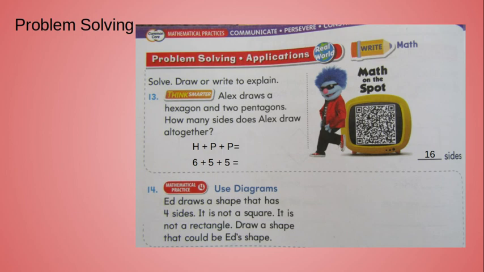Ed draws a shape that has 4 sides. Hey, didn't we just learn 4-sided shapes are called quadrilaterals? It is not a square. It is not a rectangle. Draw a shape that could be Ed's shape. All right, so I have to draw a 4-sided shape, and it cannot be a square, and it cannot be a rectangle. Do you know any other 4-sided shapes that are quadrilaterals?